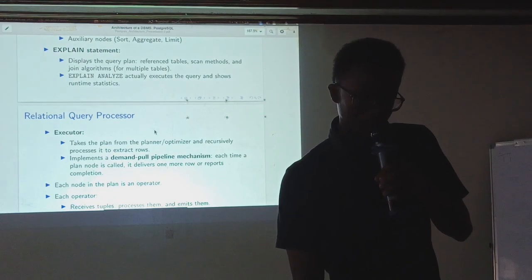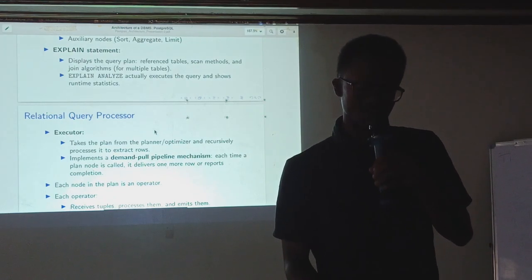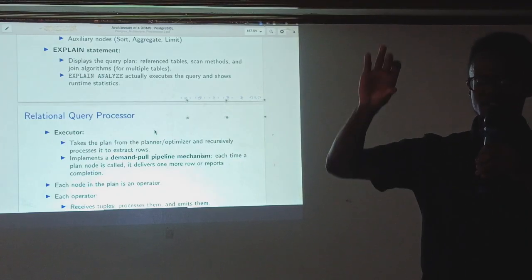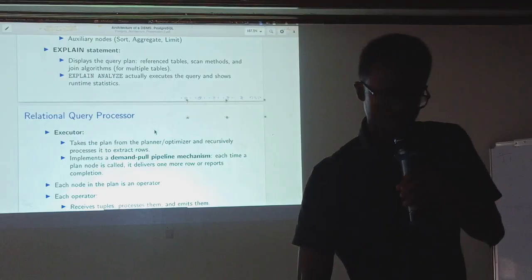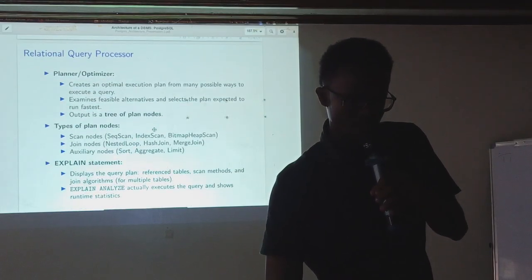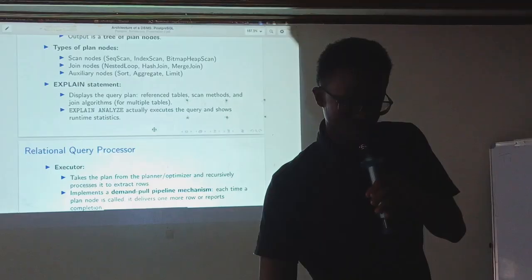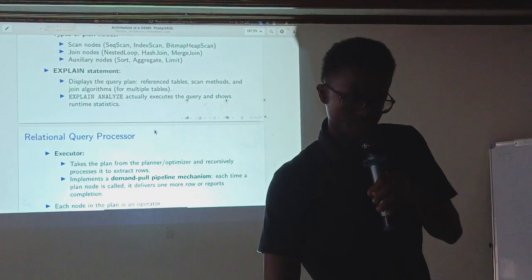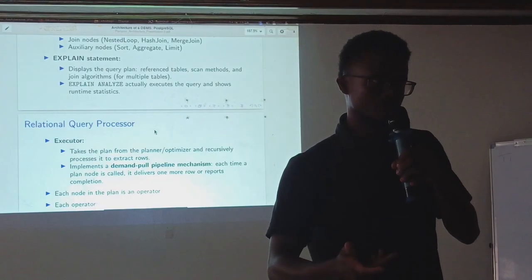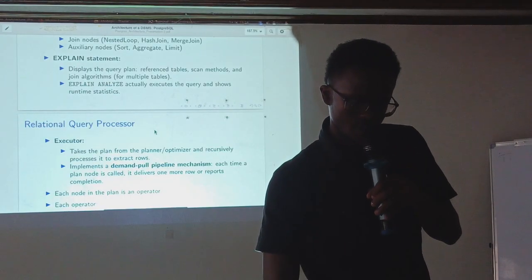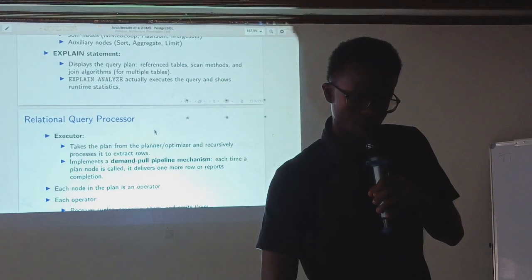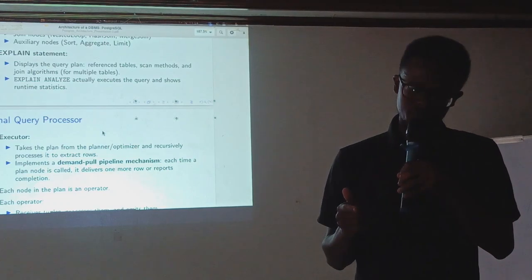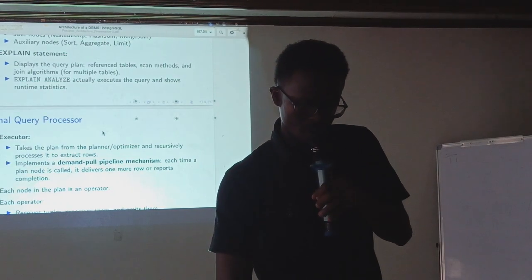You usually see these when you run explain. When you run a query with explain, you'll see this tree of plan nodes. It displays the query plan, the referenced tables, the scan methods, and join algorithms, if there are multiple tables being referenced. When you run explain with analyze, it executes the query and shows runtime statistics.